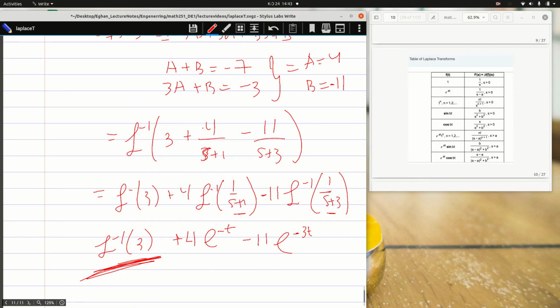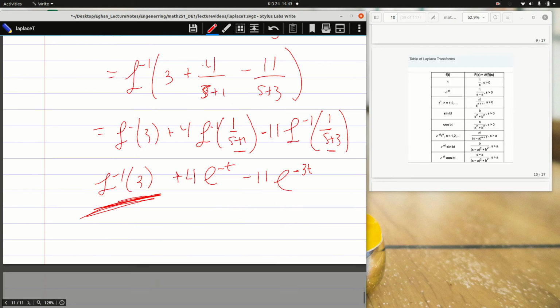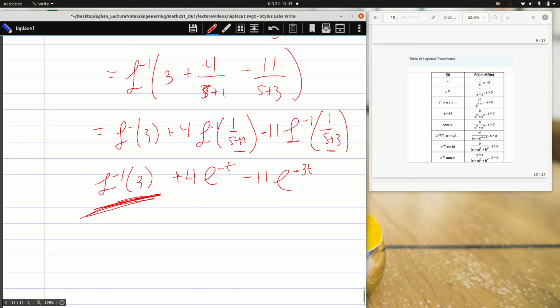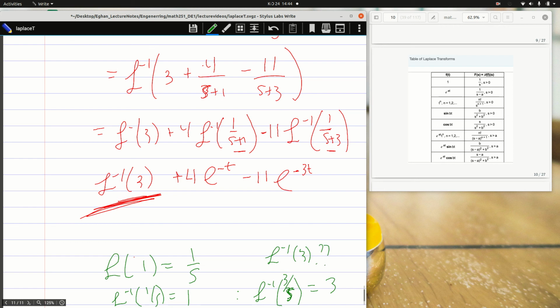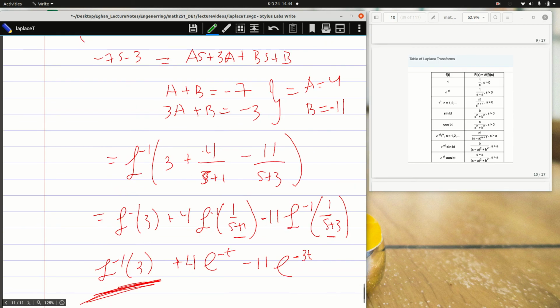Don't say it is 3, because Laplace of 1 is 1 on s. Hence Laplace inverse of 1 on s is 1. But here we are looking at Laplace inverse of 3. It is not 3 on s. If it's 3 on s, I'll say it is 3. But it is the inverse of the 3 itself. What is it? So kindly find out and then add it to your solution. And this is how we find the Laplace inverse of given functions.